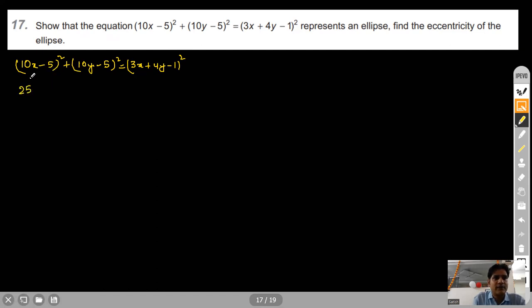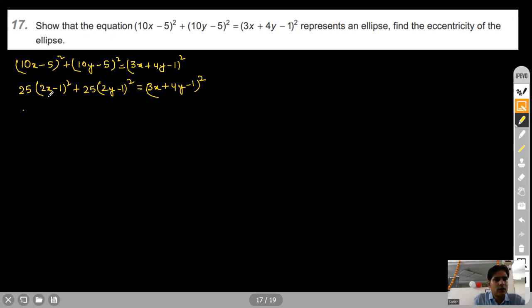Like, okay, take this 5 common here. We will have 5 squared get out, means it comes out of the bracket. So this will be 25 times (2x minus 1) whole squared. Again, we can take 5 common. So after coming out of the bracket, it will become 25 times (2y minus 1) whole squared is equal to (3x plus 4y minus 1) whole squared. Let the expression on the right hand side be as it is.